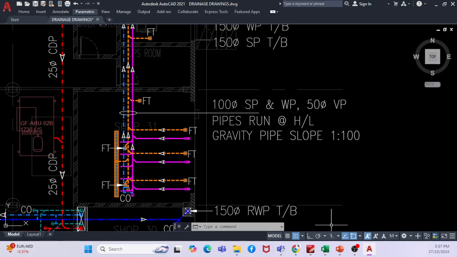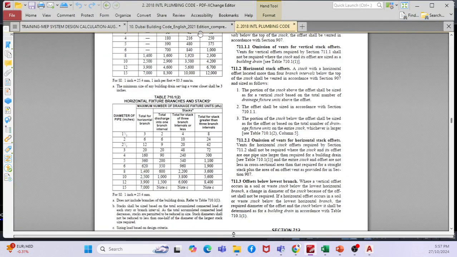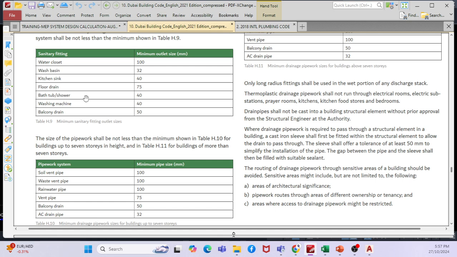So if I go to my layout, I can see that each and every branch will be as per the fixture connecting pipe size. So what is the fixture connecting pipe size? If I go to my Dubai building code, I can see the fixture sanitary fittings, the minimum outlet size for the fixtures. For WC it is 100, for wash basin 32, for kitchen sink 40. Urinal is not given here, but we can follow the manufacturer.